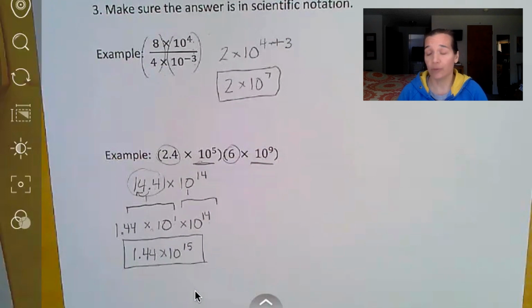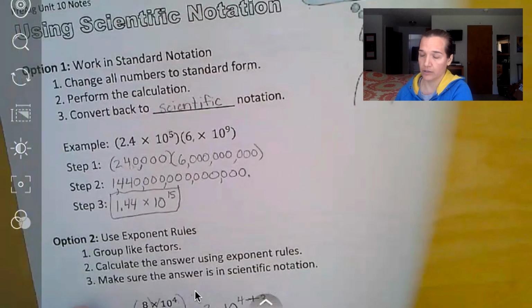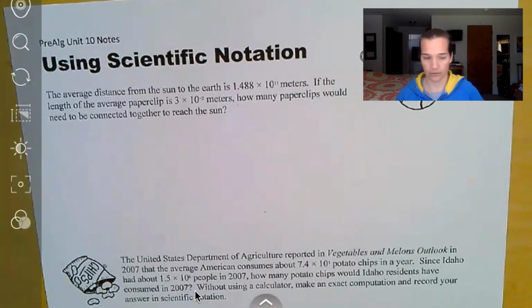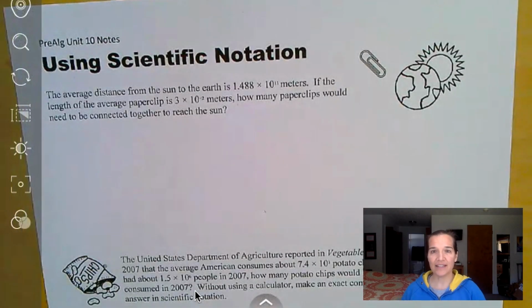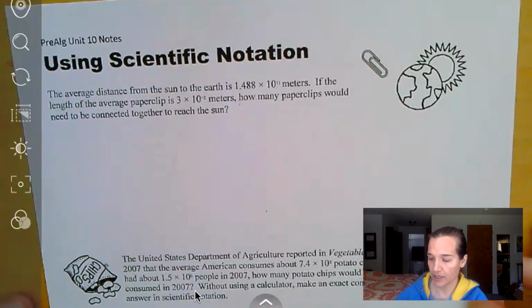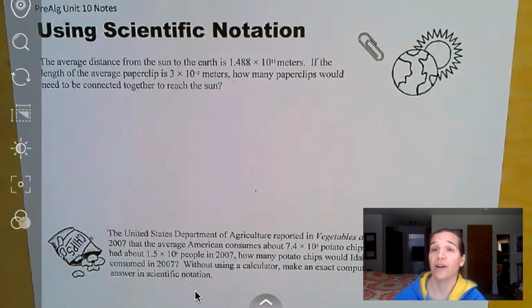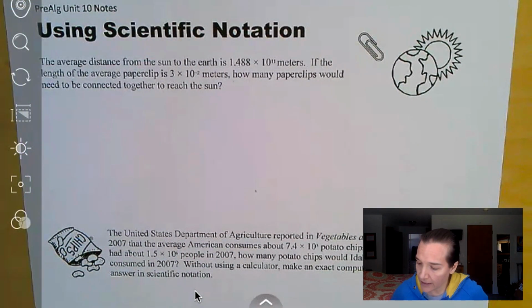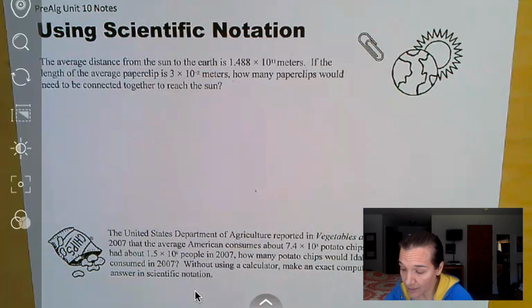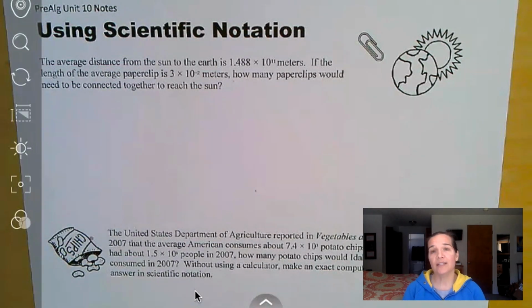So that's two different ways to solve it. So let's actually try those out now on some problems. All right, so our first one here: the average distance from the sun to the earth is 1.488 times 10 to the 11th meters. If the length of the average paperclip is 3 times 10 to the -2 meters, how many paperclips would need to be connected together to reach the sun?